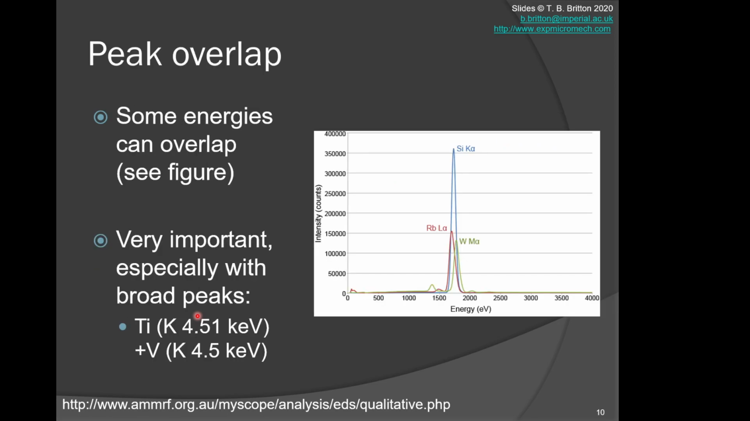Now, one specific issue is that in our materials, we may have elements that have characteristic X-ray energies that strongly overlap. Here is one example, silicon overlapping with tungsten, and I think it's rubidium. That causes problems. Another major one is the overlap of titanium and vanadium peaks, which can make quantification of these species very difficult with EDX.